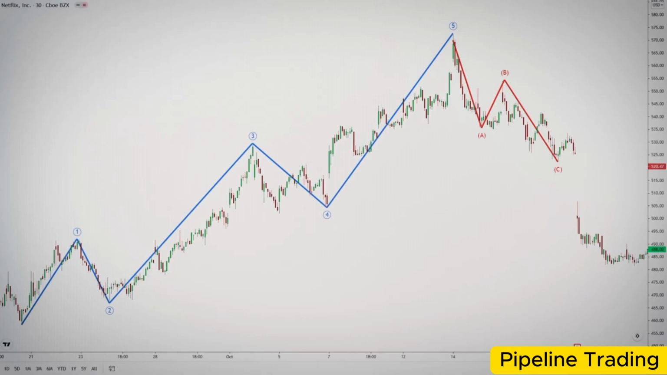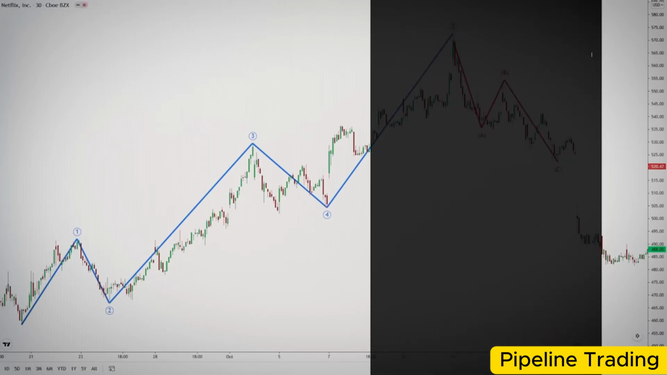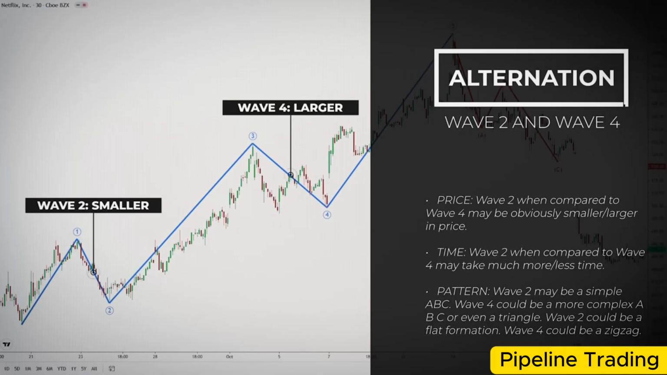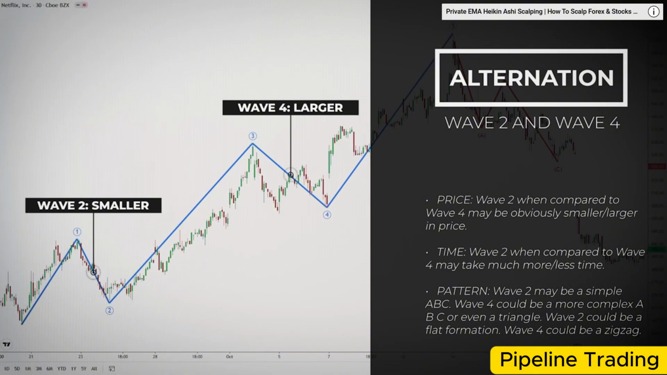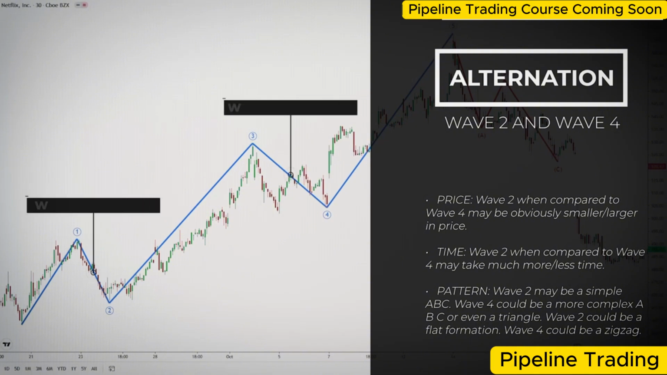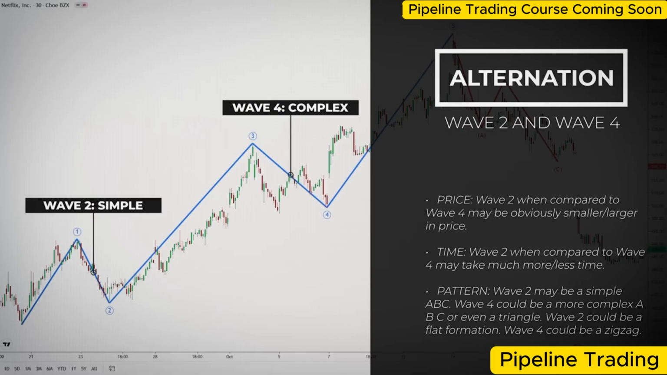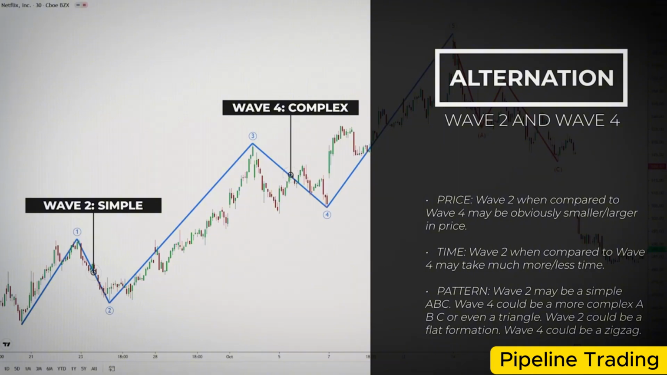Alternation occurs between wave 2 and wave 4 in either price, time, or pattern. In terms of price, wave 2 when compared to wave 4 may be obviously smaller or larger. In terms of time, wave 2 when compared to wave 4 may take much more or less time. In terms of pattern, wave 2 may be a simple ABC, and wave 4 could be a more complex ABC, or even a triangle, or wave 2 could be a flat formation and wave 4 could be a zigzag, or vice versa.